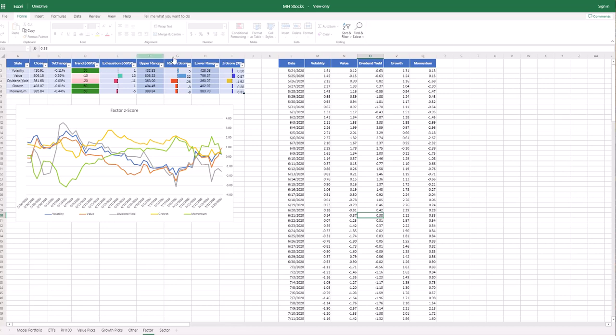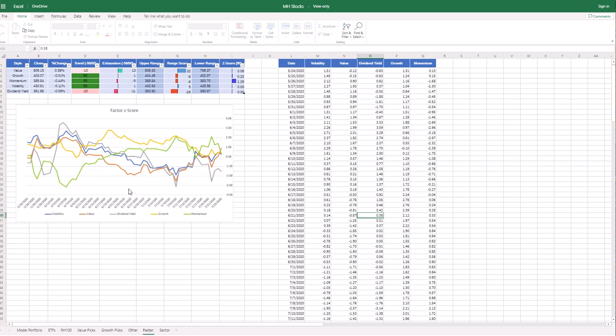And obviously the same stuff: you have a trend, and then we have a 90-day Z-score, so you can sort these that way. And then I've also charted the Z-score, just to give you an idea of what's moving one way or the other.